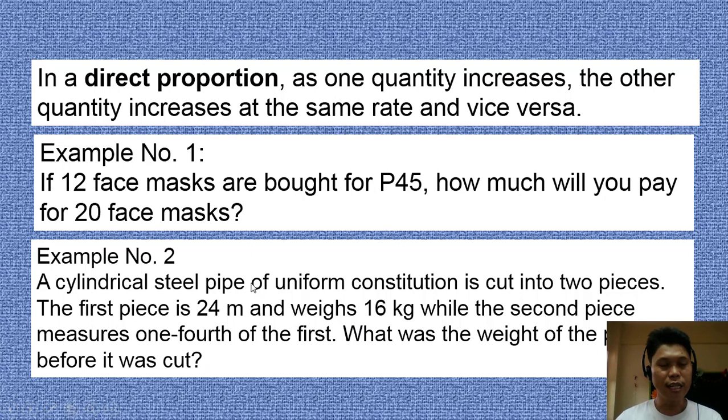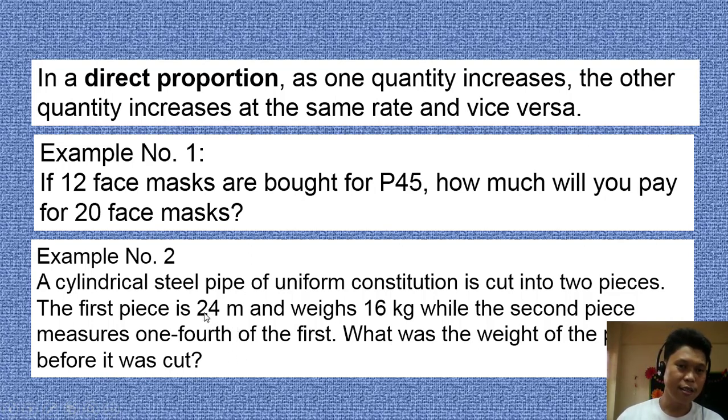So, pag titingnan natin ang problem na to, yung cylindrical steel pipe, yung tubo, kumbaga sa Tagalog is tubo, uniform constitution, ibig sabihin pantay yung distribution ng weight ng bakal. Hindi yung bakal na makapal dito sa unahan, kasi sa ilang bahagi naman manipis. Kaya pantay, uniform constitution. Hinati sa dalawa. Ang isang cut ay 24 meters ang haba, tapos 16 kilograms. While ang isang cut ay 1/4 lang nung first. Kaya ang tanong dito, anong weight nung pipe bago ito na-cut?